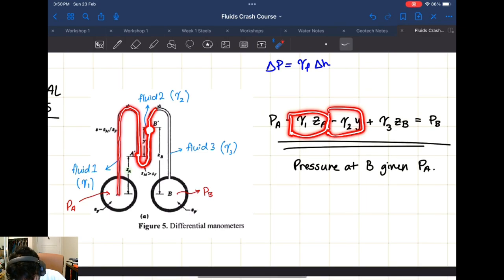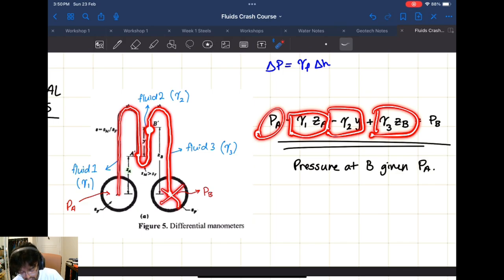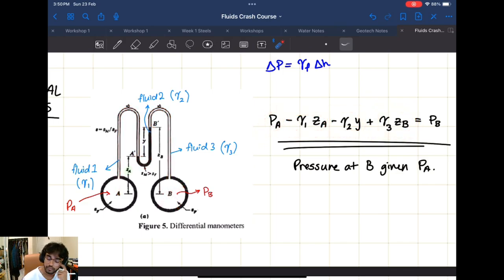Last fluid starts here, ends all the way here. What's the pressure change? It's going to be this. Then you combine all the pressure changes and the initial pressure, and you finally get your pressure at point B. So you start at point A, and when you include all the pressure changes, you have your pressure at point B.